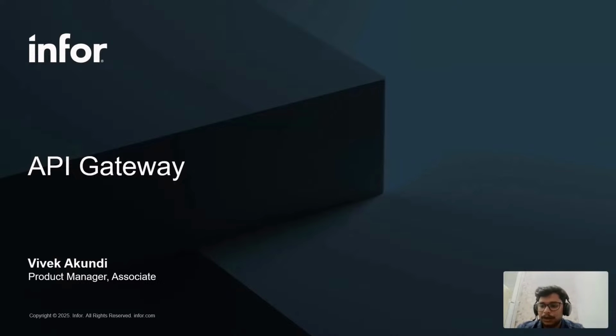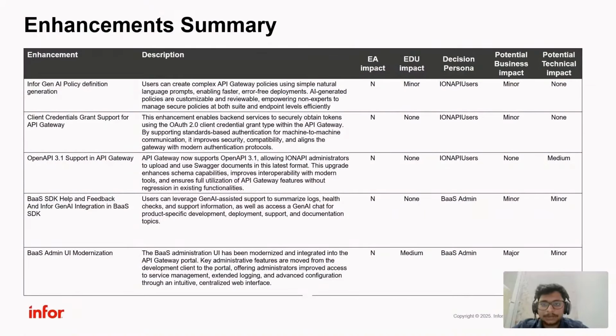Hello everyone. I am Vivek Akundi, Product Manager Associate at Infor. Today we are going to discuss API Gateway and Backend as a Service, which is BaaS. We are going to discuss the features we are going to roll out in 2510, which is the October release. These are the enhancements that we are going to roll out. From API Gateway, we have three major features, and from BaaS, we have two, which we will discuss in the further slides.